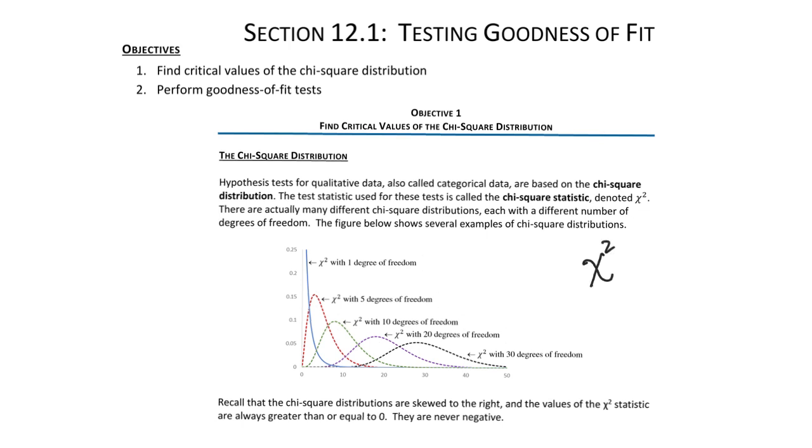The chi-square distribution is not symmetric, it is skewed to the right, and values of the chi-square statistic are always greater than or equal to 0. They are never negative.